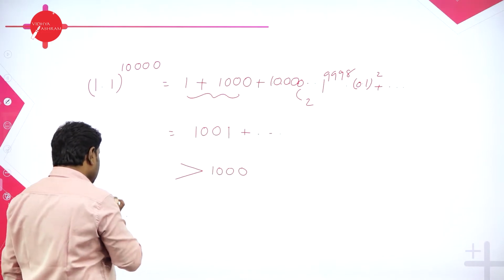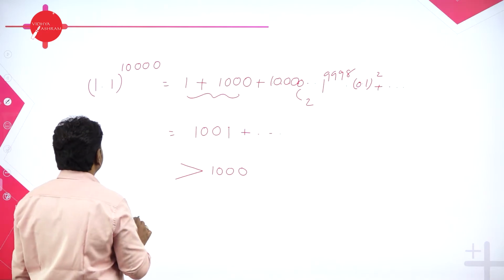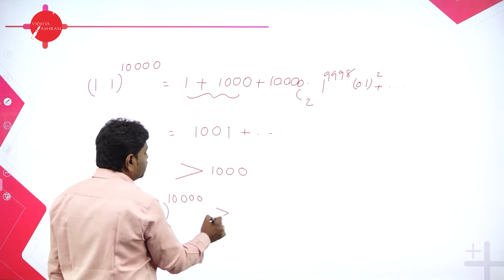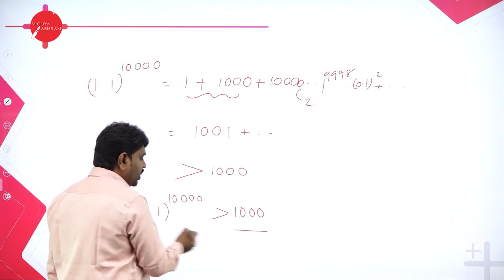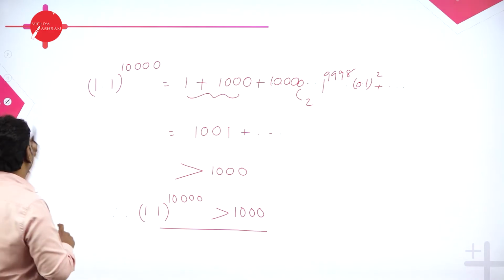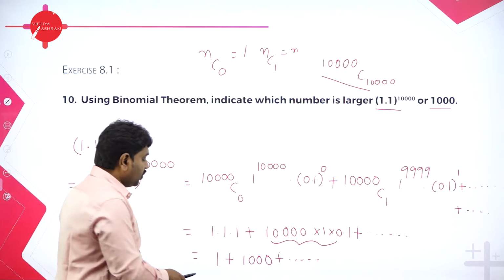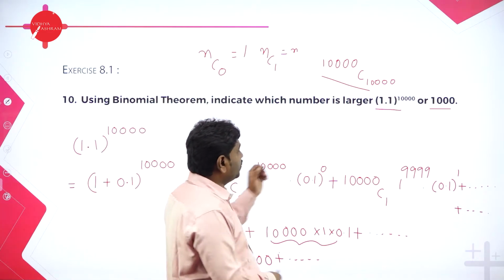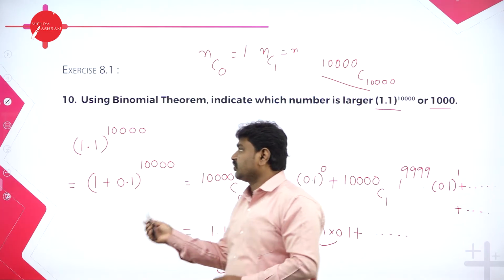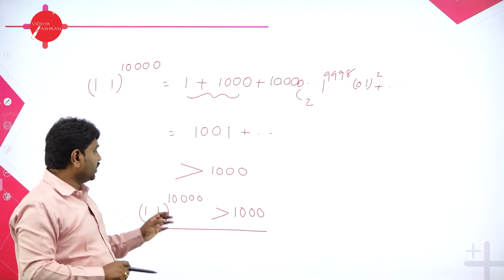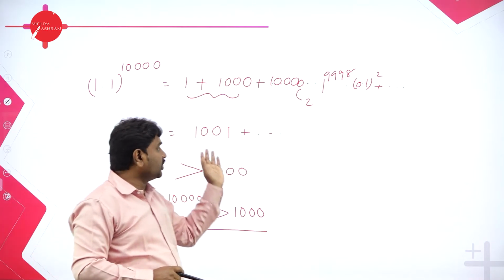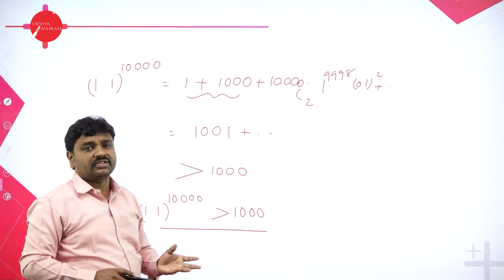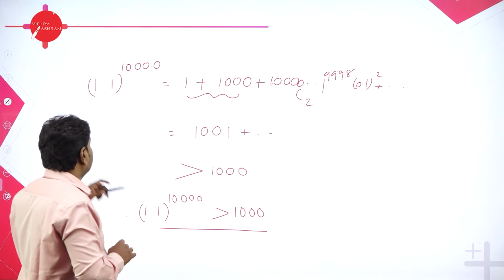Therefore, what is the conclusion? The conclusion is simple: 1.1 power 10,000 is greater than 1000. How can we conclude? By using binomial theorem. When I use binomial theorem, 10,000 C0, so here only you got the 1 plus 1000. 1 plus 1000 is more than 1000. So therefore this expansion is more than 1000. Here only you can conclude. So I'll get 1001 plus so on. 1001 plus so on is more than 1000. That much I know. So more than 1000 means this number is greater than this. That's it. So we use binomial theorem to conclude.